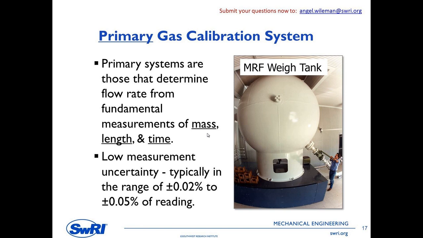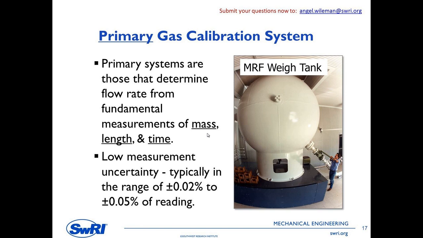It weighs about 24,000 pounds, but based on the way the scale operates, we can actually measure it down to about 10 or 20 grams of resolution on that scale. And if you combine this with the fast-acting valves and the other components in our system, it gets you to where your primary system, in our case, has an uncertainty of about 0.02 to 0.05%. That's a pretty low reading.